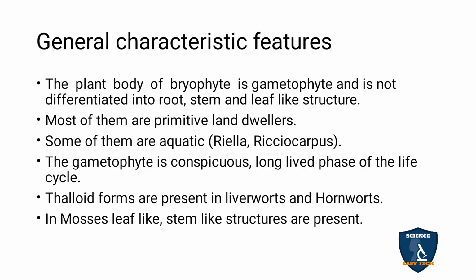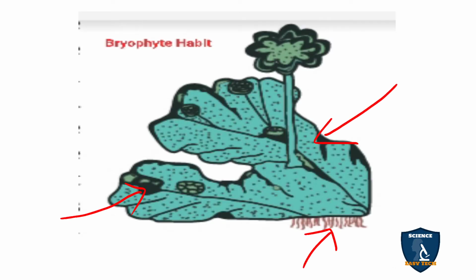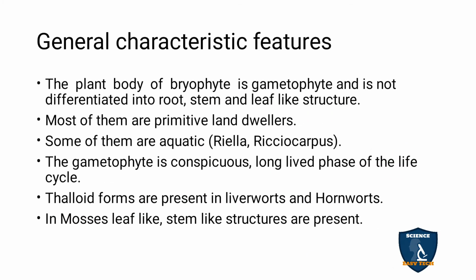General characteristic features: the plant body of a bryophyte is a gametophyte, and you cannot see any differentiation of root, stem and leaves. There is no differentiation of such parts. Most of them are primitive land dwellers. Some are aquatic, Riella and Ricciocarpus; these are the aquatic forms of bryophytes.